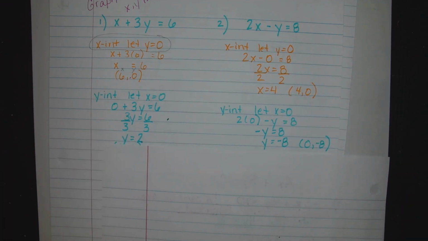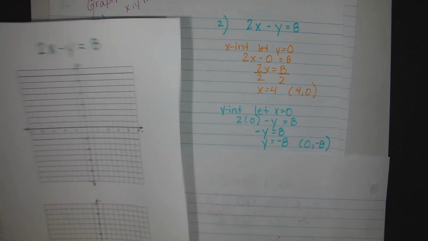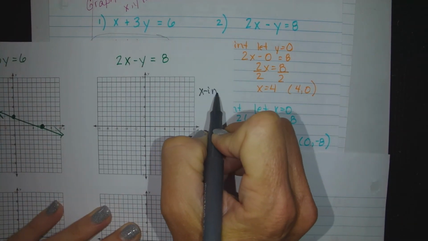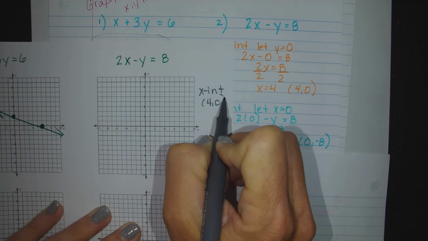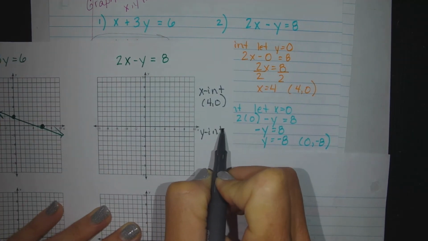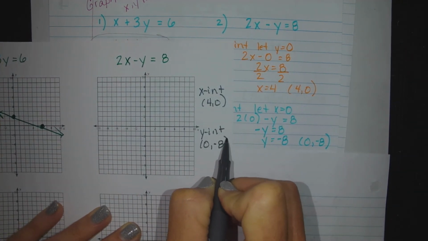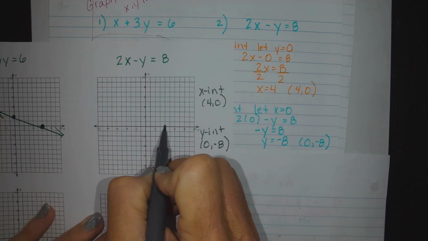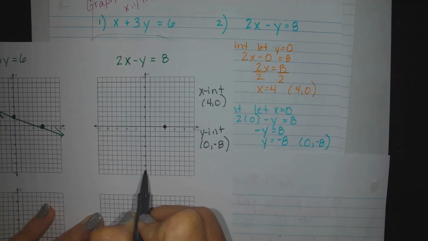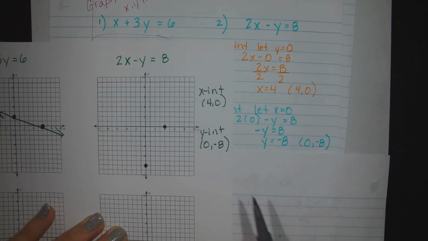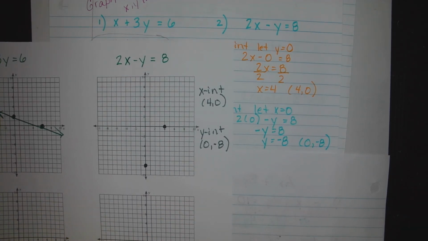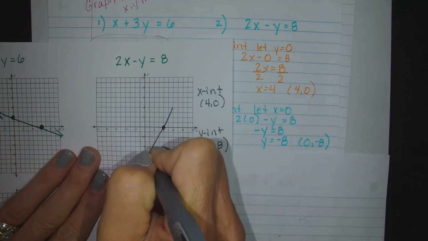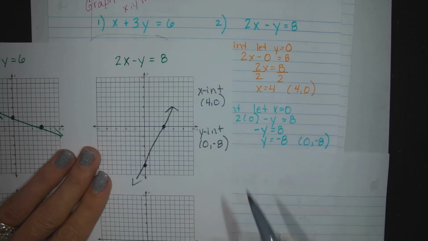Get your graph out. X-intercept is 4, 0. Y-intercept is 0, -8. X-intercept is at 4, 0 at this point. Y-intercept is at 0, -8. We have 2 points. What can we do? Connect them. And there is your line.